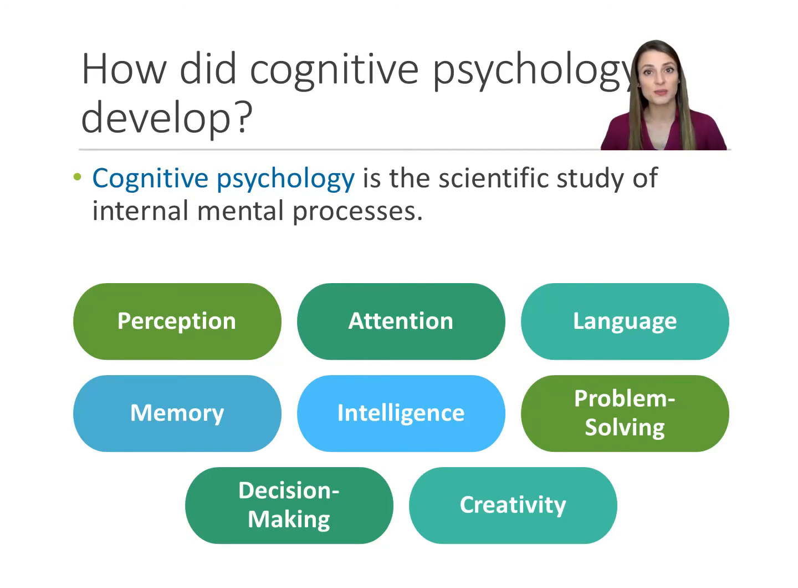Cognitive psychologists might ask questions like, how reliable is our memory? How does implicit bias impact our decisions? How do we create new ideas? How do we create new ideas in groups? All of these questions and many, many more would be of concern to a cognitive psychologist.